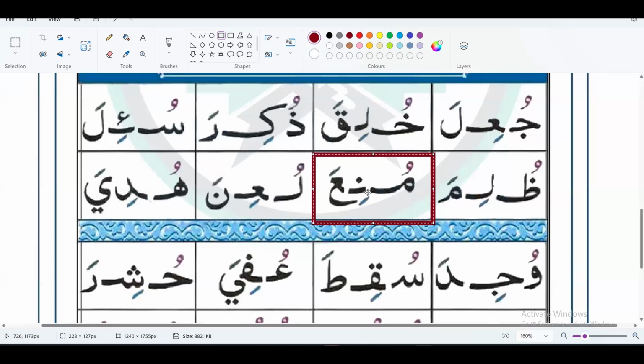Mu bi ha mu bi a. See this, the dot of ba always comes on the bottom. Yes, yes, sorry. Mu ti. Muni, it's noon. Mu ni a, because it's Hamza.